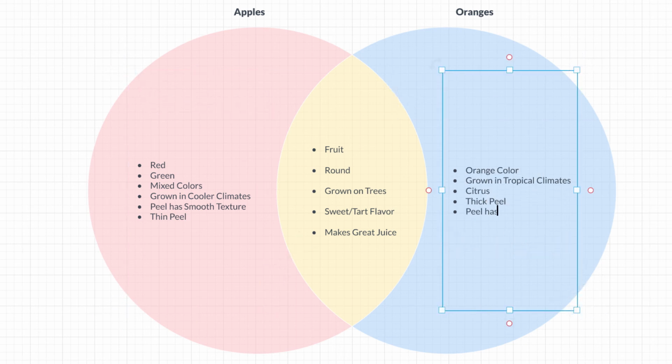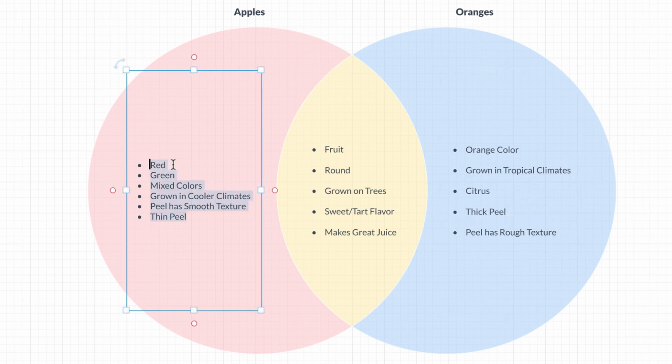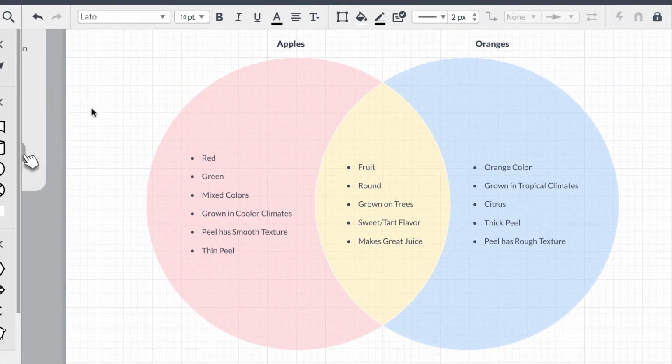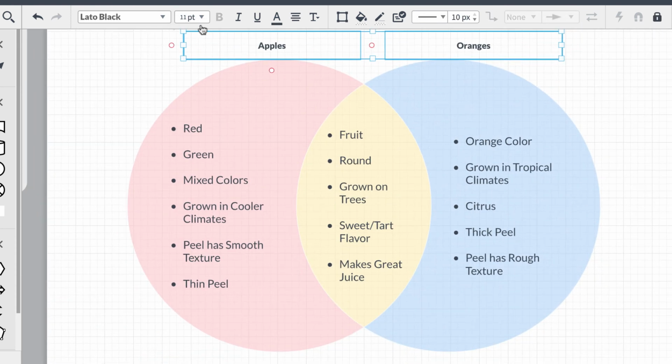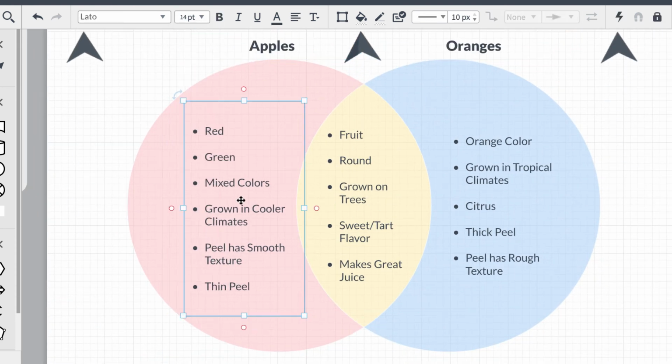The nice thing about using templates is not only are the diagrams already set up, they're completely editable. So if you want to make changes like switching the color, font, or size, you're completely able to do so. We can do this by using the top toolbar.